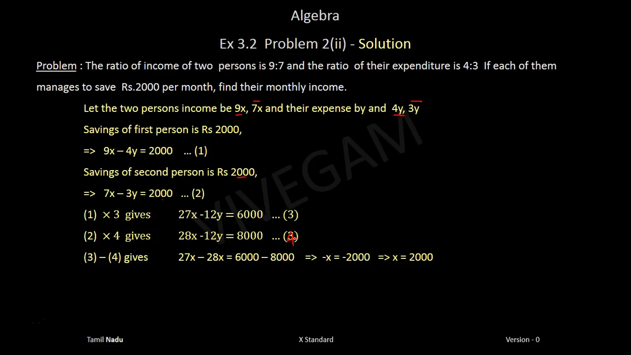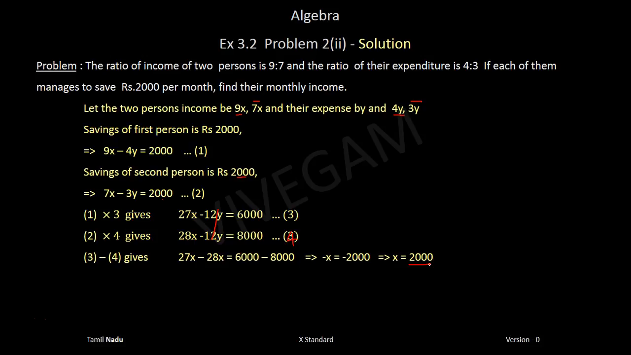Subtracting, 27x minus 28x, and 6000 minus 8000. Minus 12y minus of minus 12y becomes plus 12y, so minus 12y plus 12y will get cancelled. 27x minus 28x is minus x. 6000 minus 8000 is minus 2000, and the minus sign will get cancelled. So x will be equal to 2000.